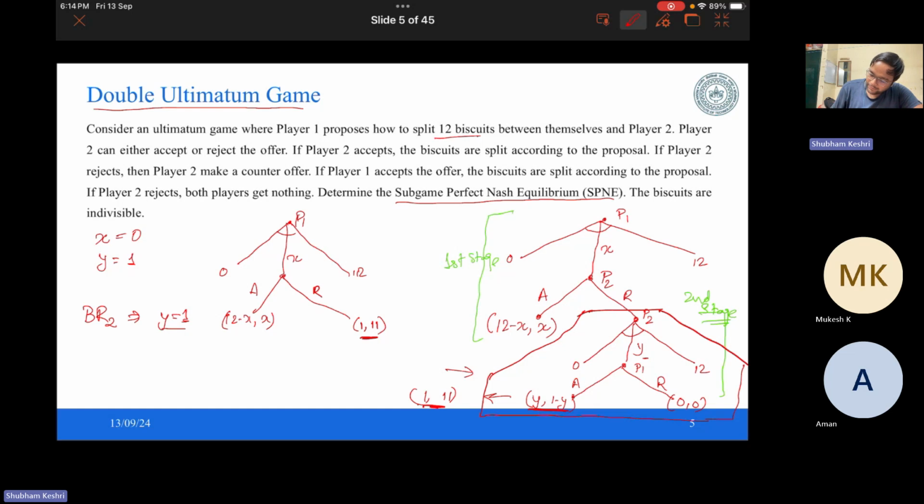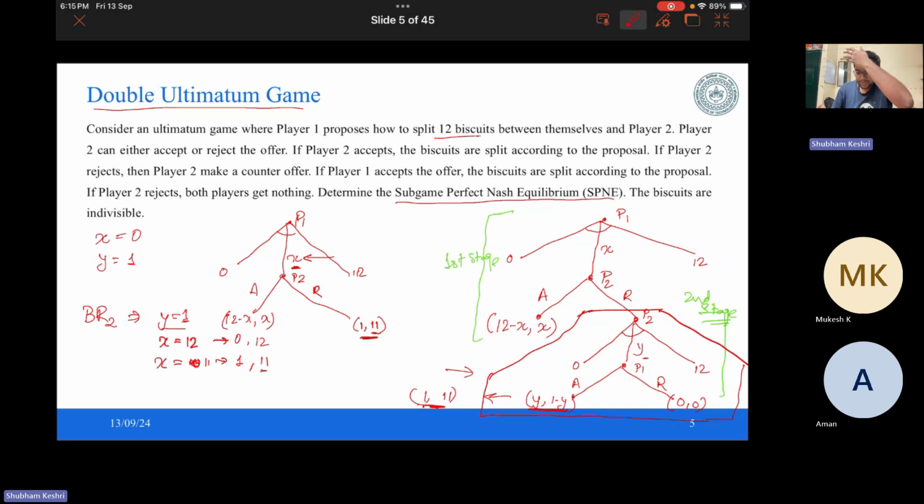All right, now what will player 1 think? Player 1 thinks, if I offer a value of 12, all the cookies to player 2, I will get a utility of 0 and player 2 will get a utility of 12. So this is when x equals 12. Now if I offer x equal to 11, my utility will be 1 and player 2's utility will be 11. Now you see, in both the cases, the utility of player 2 is 11.